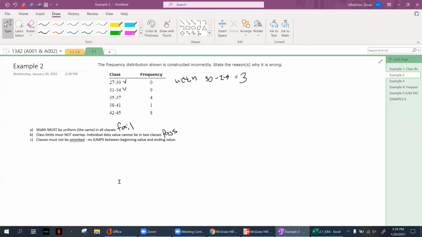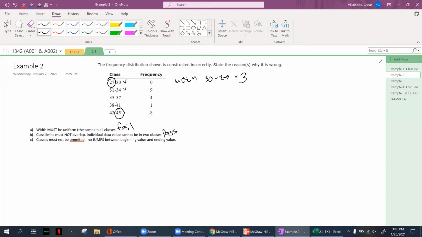And the next one is that classes must not be omitted, right? There cannot be any jump from the first value in your first class to the last value in the last class. Meaning that between 27, the lowest value, and 45, every number must be taken into consideration.